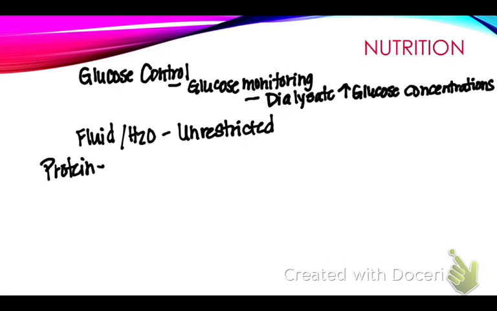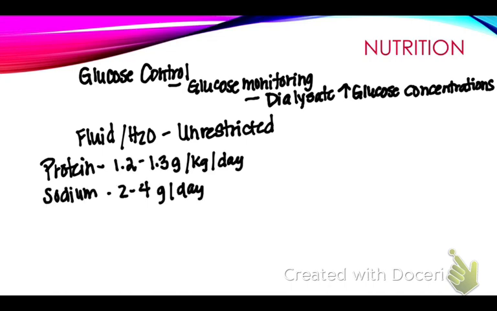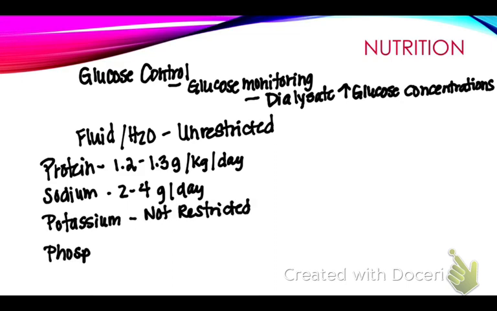With peritoneal, usually you have some glucose monitoring because, again, the dialysate is full of glucose. And with peritoneal, fluid and water are unrestricted, which is very much a benefit, because in the other forms of dialysis, in hemo, there's more restriction. Protein, you can have a little more protein than you can with the other dialysis. Sodium, a lot of these are still individualized. Potassium's usually not restricted, and that's a good thing with peritoneal.